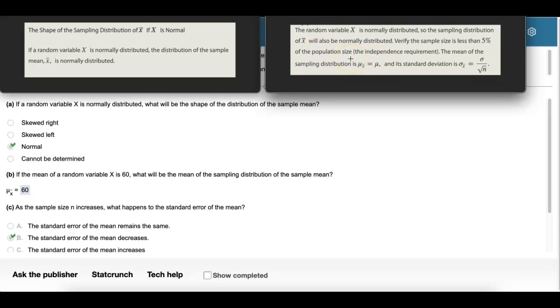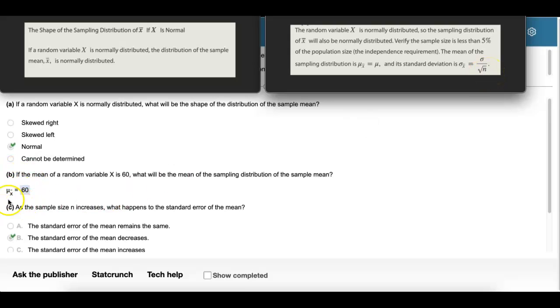And I don't think we're asked about that in this particular problem, but we're going to use these next two parts. The mean of the sampling distribution is the same as the mean of the population. So these two means are equal. The standard deviation of the sampling distribution, notice that it has a little small x bar there, is equal to the standard deviation of the population divided by the square root of the sample size.